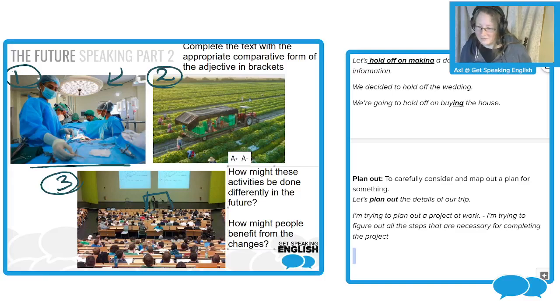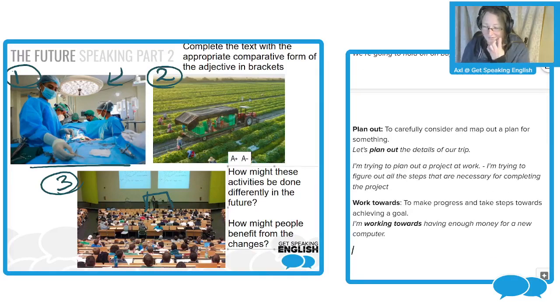And then finally we can work towards something. So maybe you have a big goal, a big thing you want to do in the future. You would make progress towards that goal. You would take steps towards achieving that goal. So we would say that you work towards a goal. So here we say I'm working towards having enough money for a new computer. And again, we have that ing form, because believe it or not, towards is also a preposition.